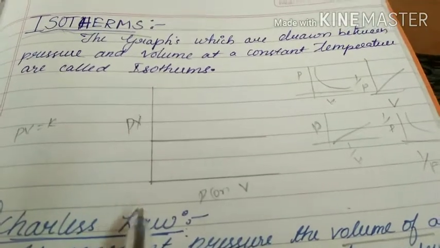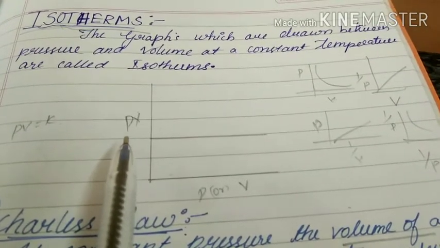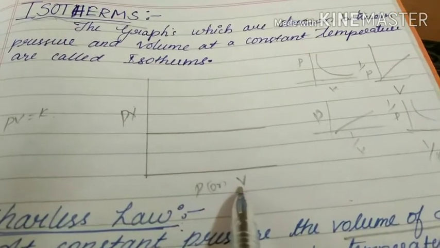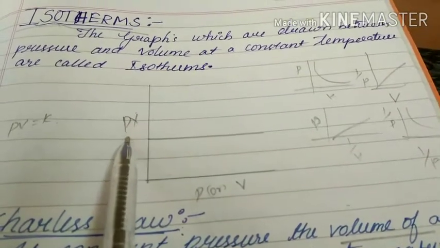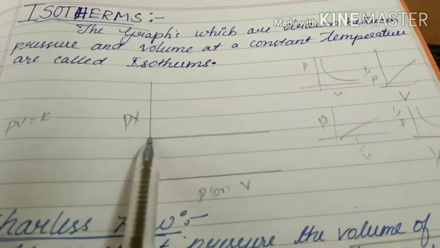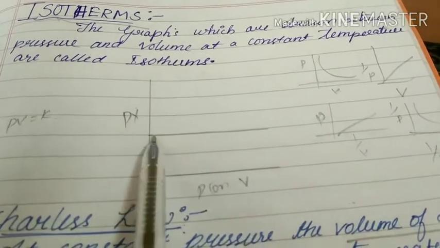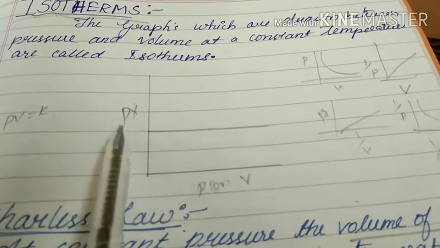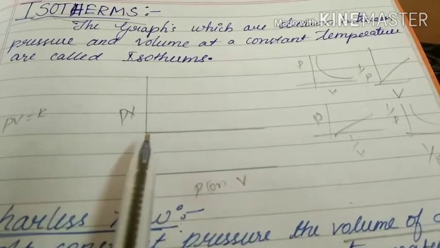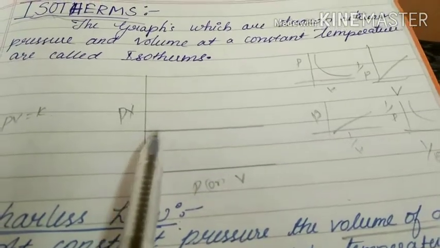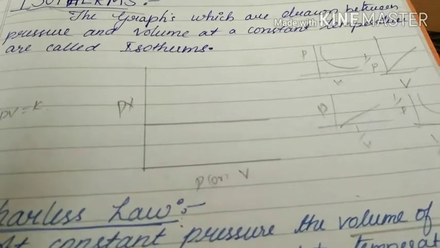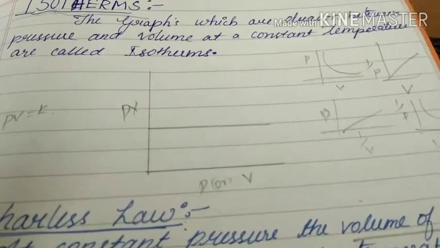And one more important graph: if you draw the graph between PV versus P, then you get a straight line. Why do we get a straight line? Because PV is equal to what? Constant. For that reason, you get a straight line. This is also one of the important graphs. This is all about Boyle's law.